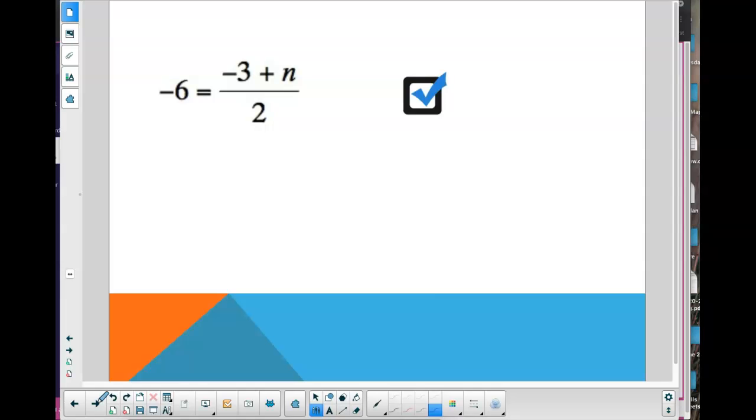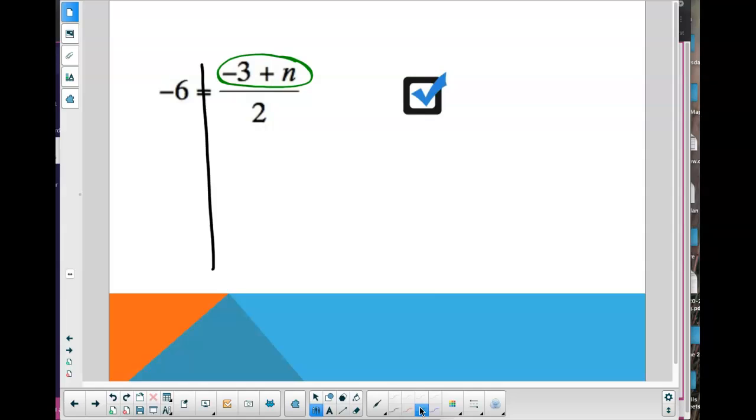Okay, let's try another one. This one looks a little different. We're still going to draw a line by your equal sign. The variable is n again. What's the variable's best friend this time? Savannah. The -3. They're on the top of the fraction together, so they kind of get stuck together. They're best friends. Circle that.